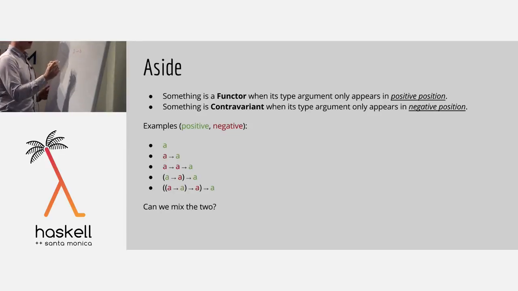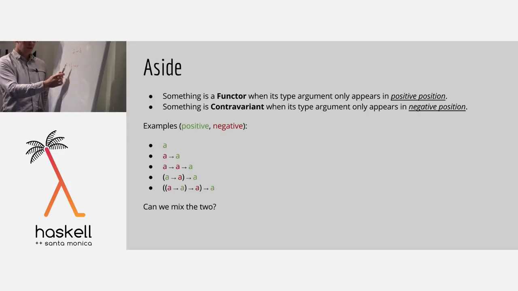Okay. Would anyone like to guess what the polarity of C is in this type? Positive. B? Negative. A. Also negative, right? And if it's not clear why A is also negative, think of it like this. You can always curry these things. Uncurry, actually. Okay, let's do a more interesting example.